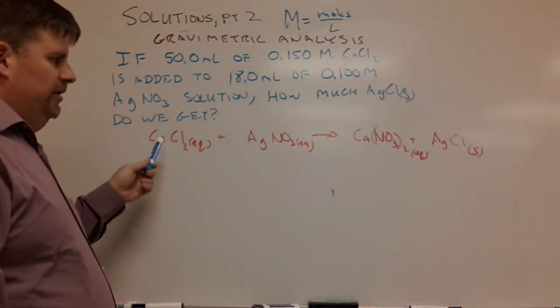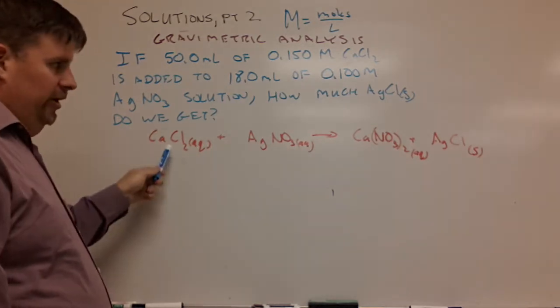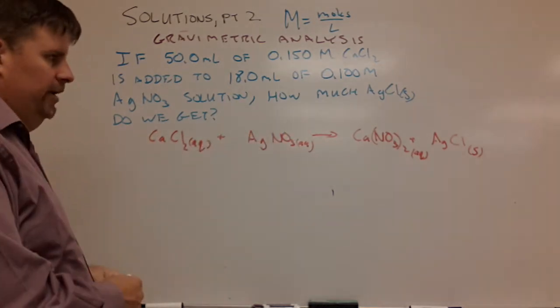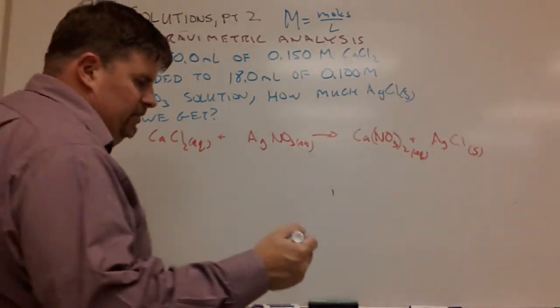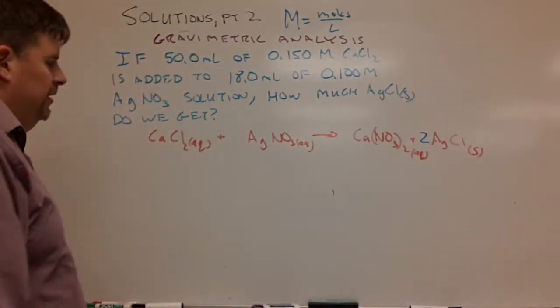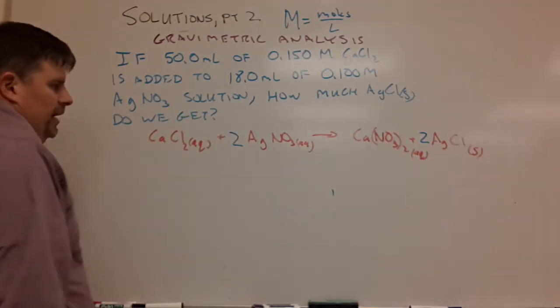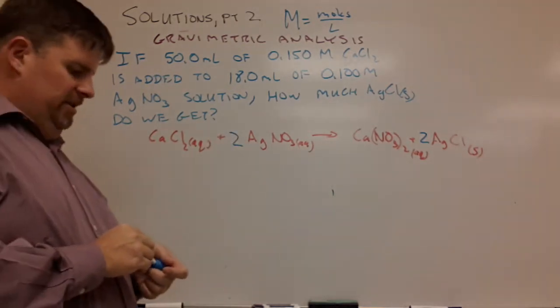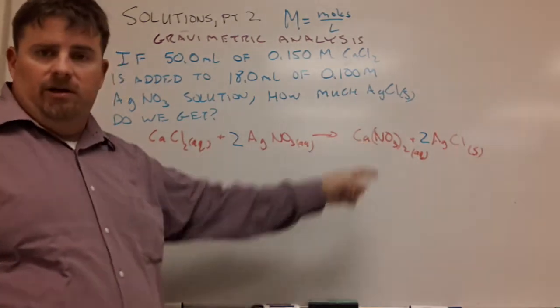So I've got one calcium on this side, one calcium on that side, but I've got two chlorines over here and one chlorine over on the other side. So let's balance that. Now put a 2 there for the silver chloride, and I'm going to put a 2 here for the silver nitrate. That balances everything. It even balances the nitrates over here with calcium nitrate.